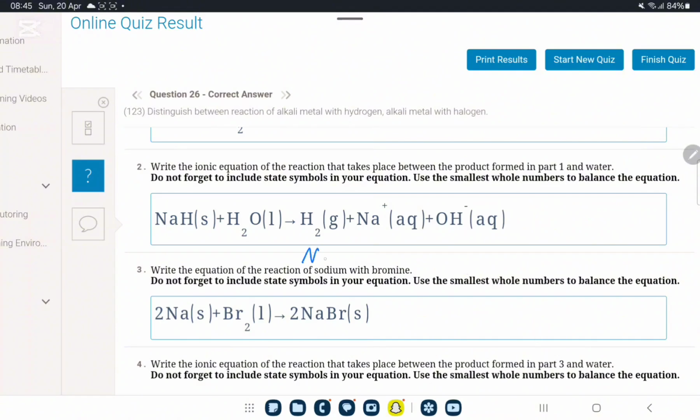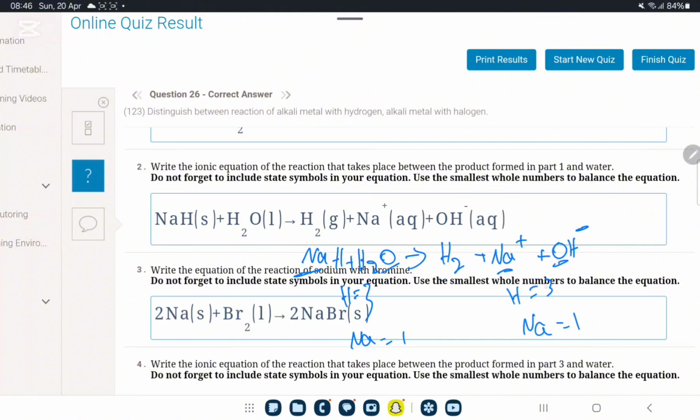So it's NaH plus H2O water, it gives the hydrogen gas, the Na plus, and then we already took the H2, we have an H and O left over, so it's a hydroxide ion. We check if it's balanced. We have here 3 hydrogens, we have here 3 hydrogens, 1 sodium and 1 sodium, 1 oxygen and 1 oxygen, so it's balanced.